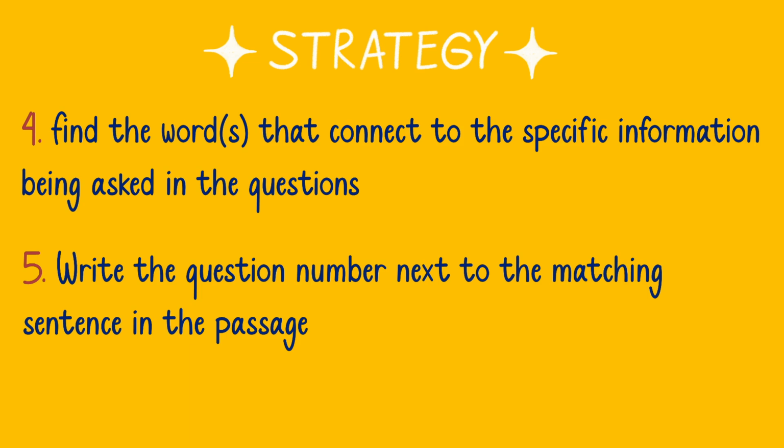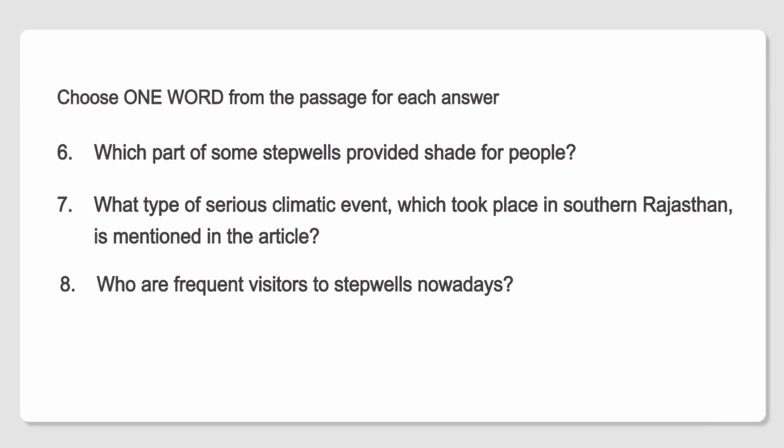Now, let's take a look at our question here. Here are 3 questions. First of all, we have to analyze the questions. We have to find keywords, the easiest keywords, and then connecting words. The first thing is that you pay attention to how many words you can write. Here, it's written 1 word. Very important. Only 1 word you have to find from the text.